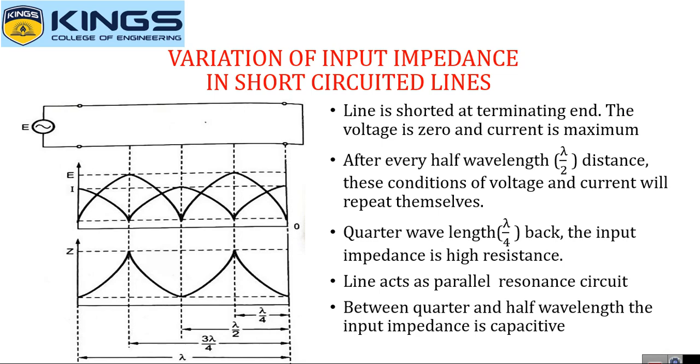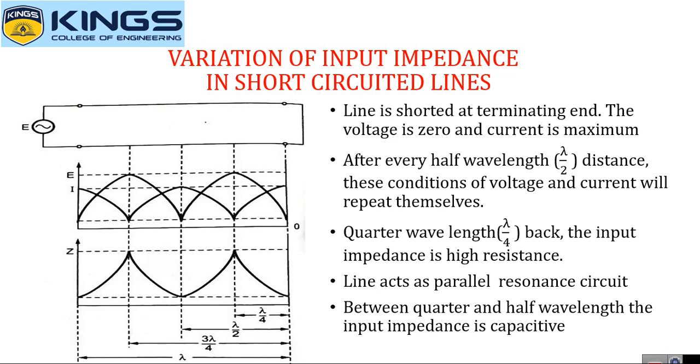Here the short circuited line is like this. The current value starts from here, a full cycle, and the impedance Z is like this. You can compare with the previous graph as well. Here the line is short circuited, so at the terminating end the voltage is 0 and current is maximum. After every half wavelength distance, the condition of voltage and current will repeat themselves. That means voltage maxima with current minima, and current maxima with voltage minima, like that.